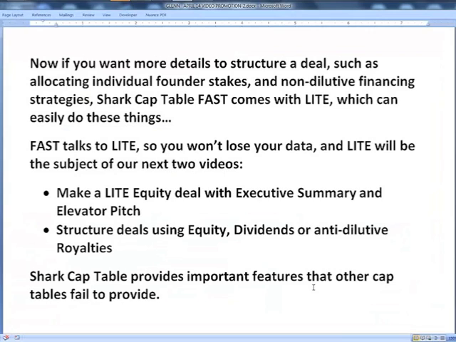The exit value is simply 50% times $3 million, or 1.3, and the multiple is such as you see here. And then we've got the internal rate of return, the XIRR, for year 4, 39.13, and presto, we see it up there. Now, if you want more details to structure a deal, such as allocating individual founder stakes and non-dilutive financing strategies, well, SharkCapTable Fast comes with Light, which can easily do these things. Fast talks to Light so you won't lose your data, and Light will be the subject of our next 2 videos. We're going to make a Light equity deal with executive summary and elevator pitch. We're also going to do structuring deals using equity dividends or anti-dilutive royalties.